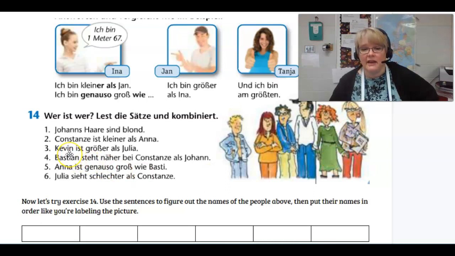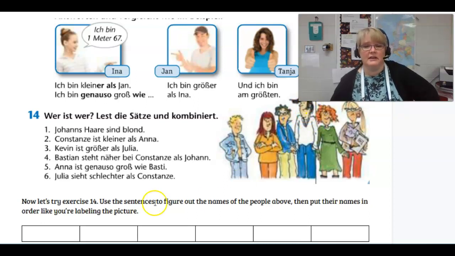Okay. Kevin ist größer als Julia. Kevin is größer als Julia. Okay, so we know this is not Kevin. So one of these has to be Kevin. And one of these is Julia. But maybe this could be Julia if this is Kevin.